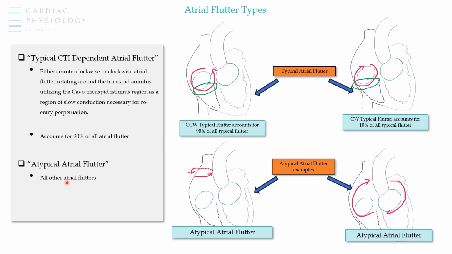Atypical flutter basically refers to all other flutters, and that could be upper loop re-entry flutter, could be lower loop re-entry flutter, could be biatrial flutter or mitral isthmus flutter. All of this doesn't really matter. Atypical flutter refers to not these two flutters, essentially, and is much less common, accounting for less than 10% of all atrial flutter.